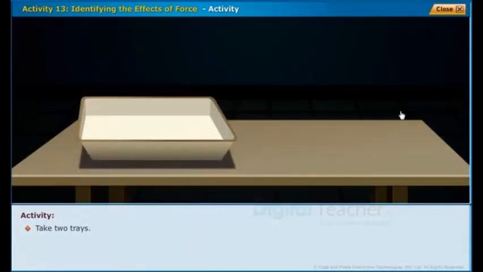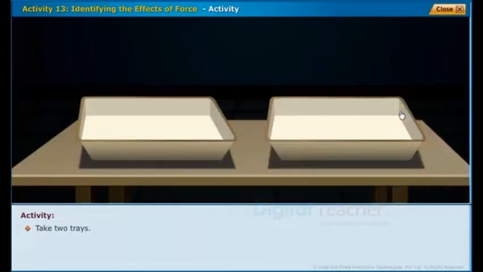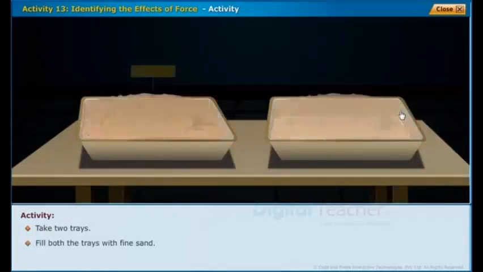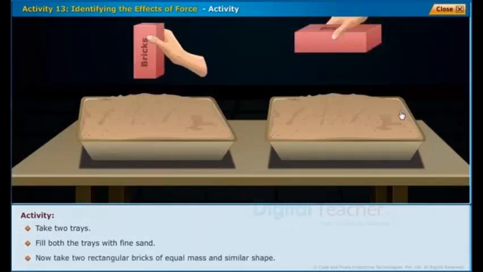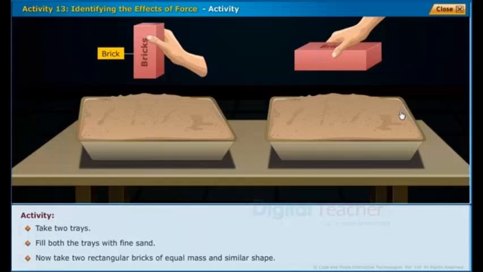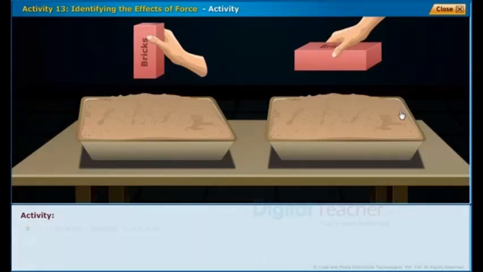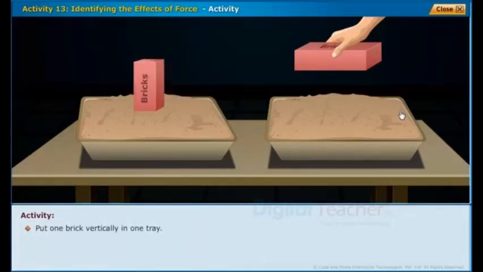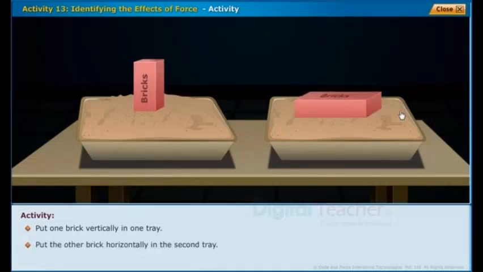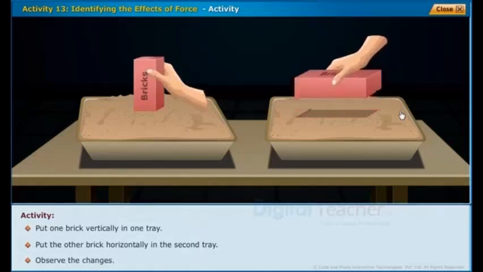Moving on to the next activity, identifying the effects of force. Take two trays. Fill both the trays with fine sand. Now take two rectangular bricks of equal mass and similar shape. Put one brick vertically in one tray. Put the other brick horizontally in the second tray. Observe the changes.